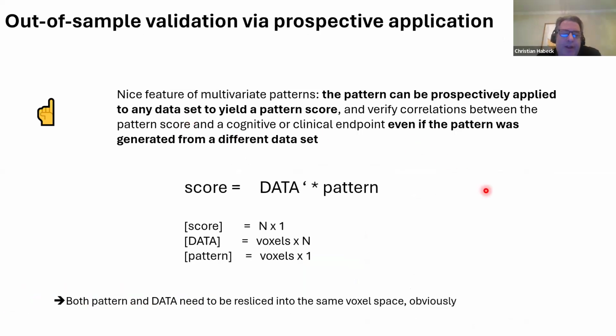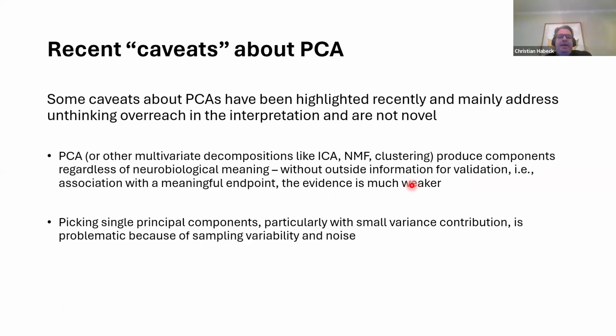Oh yeah, also the nice feature of multivariate analysis, and this is maybe obvious, is that usually any pattern that you derive from a data set, you can apply prospectively to any other data set, whether it is the training sample or not, right? It's very easy to do this. You just have to be resliced in the same voxel space. So whenever we've derived a pattern, you can now test its association in totally new data. And okay. Now it's maybe the time.